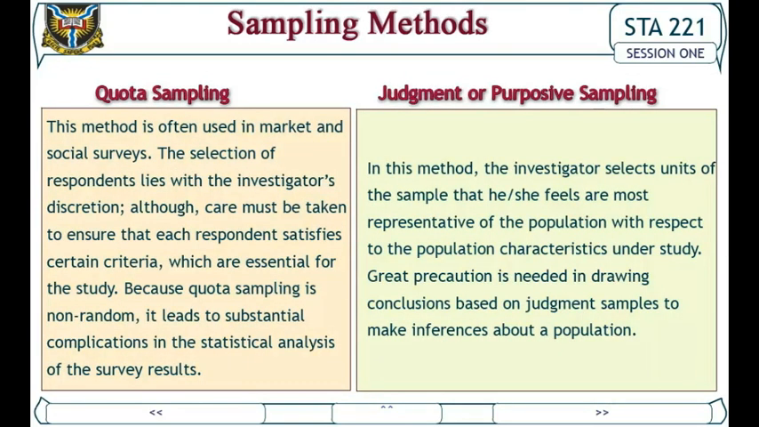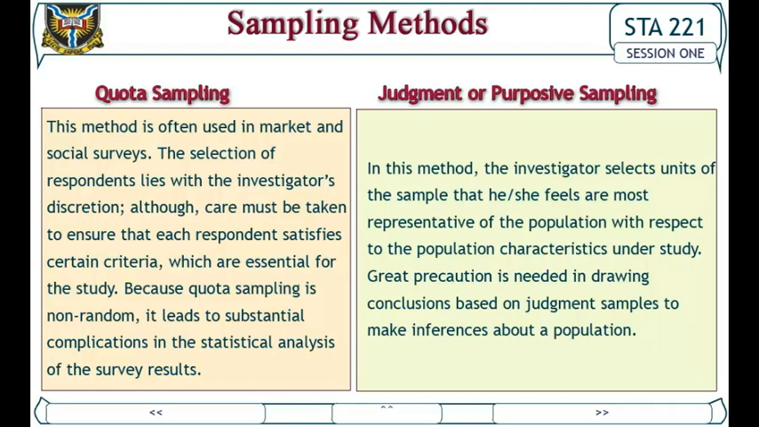1. Quota sampling. This method is often used in market and social surveys. The selection of respondents lies with the investigator's discretion, although care must be taken to ensure that each respondent satisfies certain criteria which are essential for the study. Because quota sampling is non-random, it leads to substantial complications in the statistical analysis of the survey results.